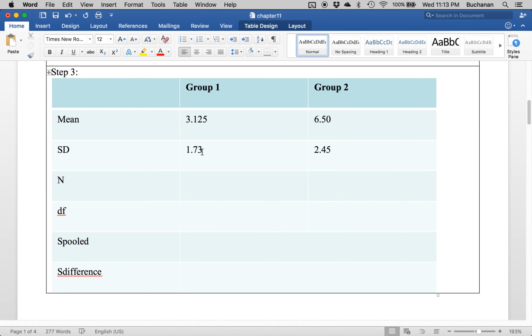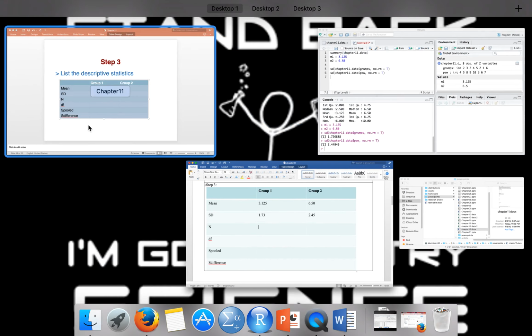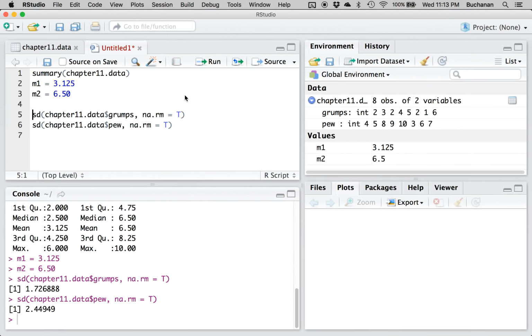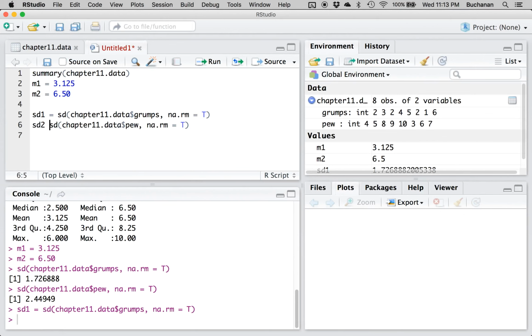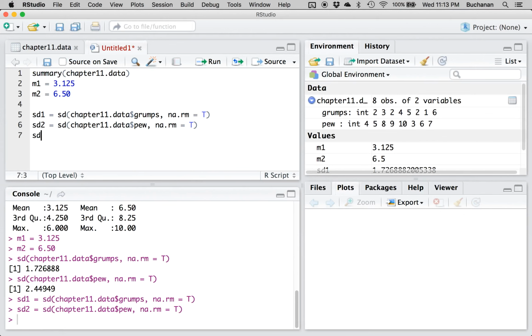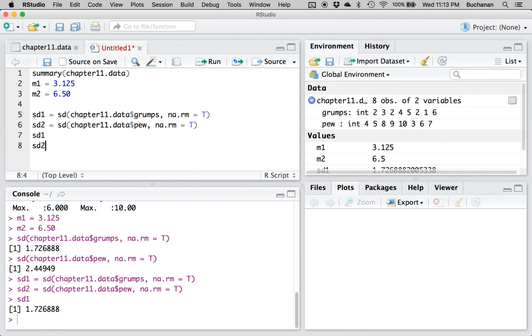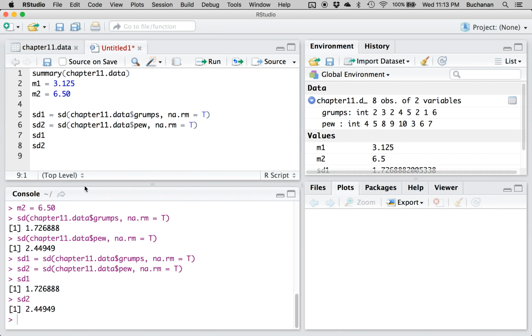There are ways to actually test this significantly, but that's a different class. Just like we did for mean 1, mean 2, I'm going to do this as SD1 and SD2. If you do that first, you can just type SD1 down here and SD2 down here to see them pop up at the bottom.